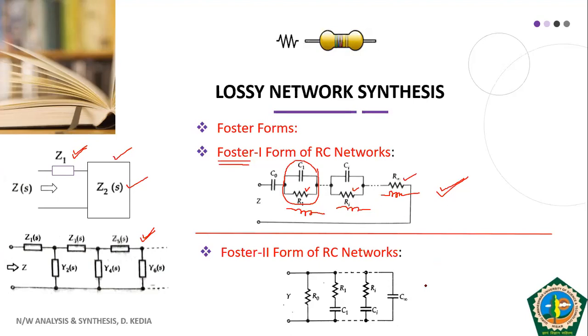And if you are able to recall, in case of Foster 2, we had parallel representations for the circuit. In earlier classes we had L and C in series. Here we have R and C in series. And here we had inductor earlier in the LC network. Here now we have resistance. So all the inductors have been replaced with resistances here. And as a result, you get Foster 2 form of RC networks.